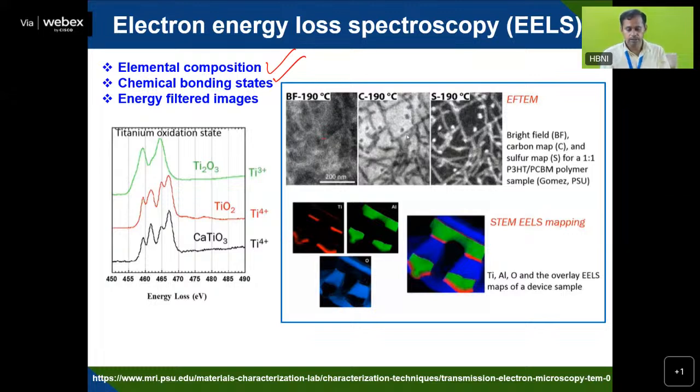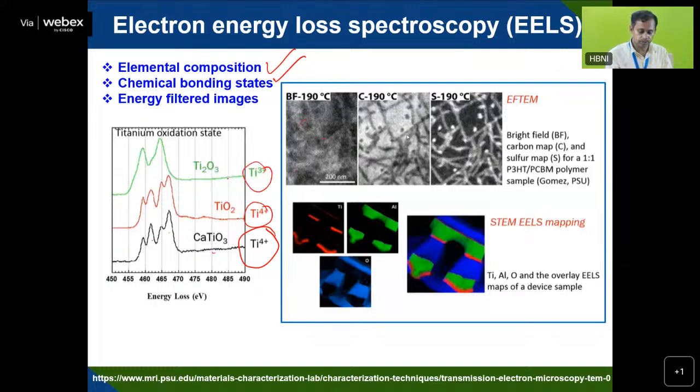You can see that from the backscatter image, it's not that good. You can see the clear features in the case of this EFTM. And you can see the oxidation state. Here titanium is in the +4 oxidation state. Here too, titanium is +4 oxidation state, TiO2, calcium titanate. You can see the peaks here.